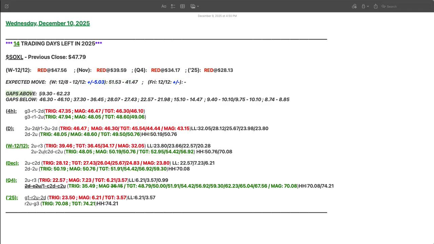And we know where our gaps above and gaps below are, right? So these are always going to be consistent in our notes because we need to know those levels for points of reference.